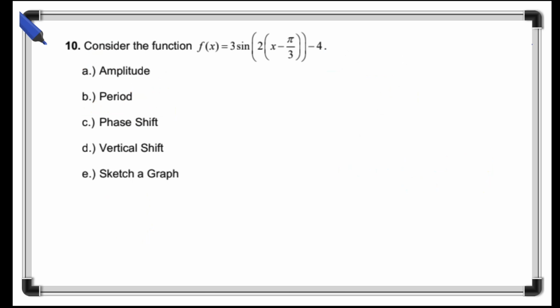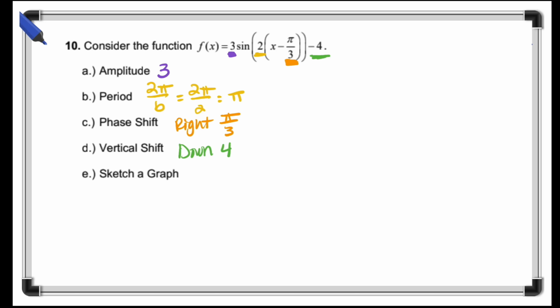So in number 10, let's find our amplitude first. That is the number in the front, so that is 3. We are going to find our period, which is 2 pi over b. That b value is 2, which means our period is pi. Here we do have a phase shift. We are going to the right pi over 3. And then we do have a vertical shift, and that is going down 4.